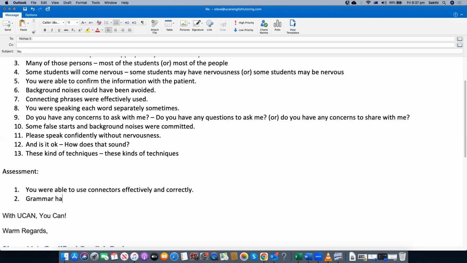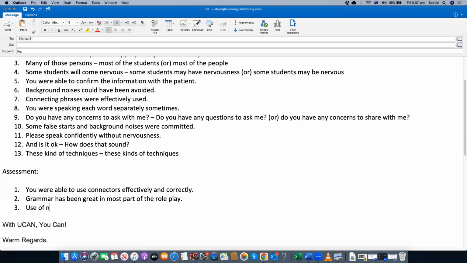Grammar has been great in most part of the role play conversation. However, you have still committed some grammatical mistakes. For example, use of nouns, verbs and articles could have been a little bit better because you have committed some mistakes over there. So that should be avoided.